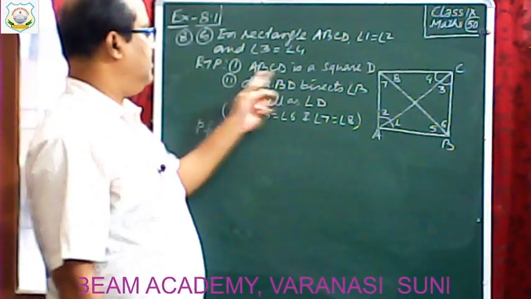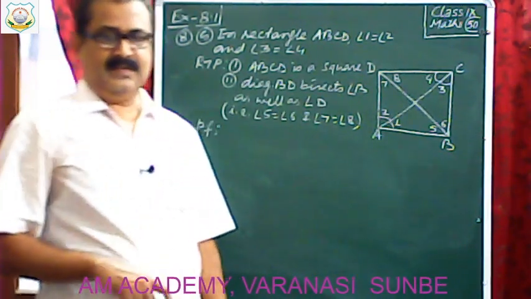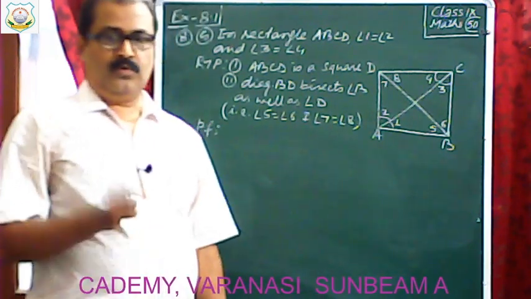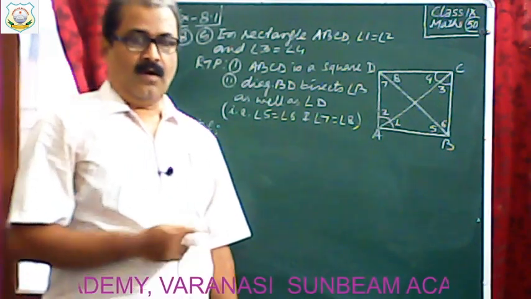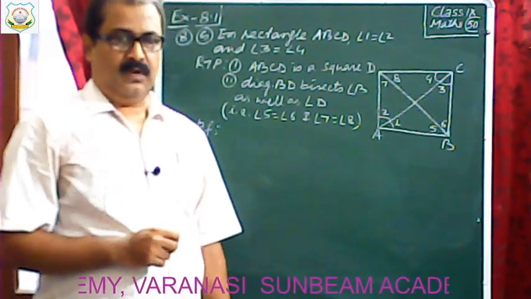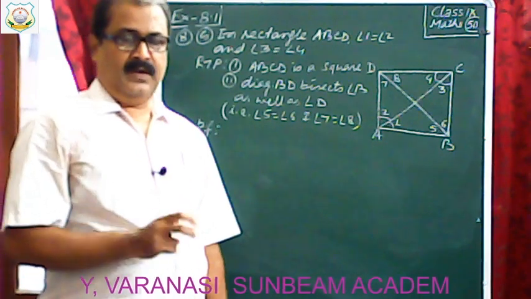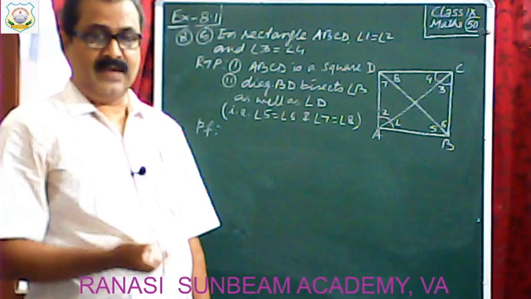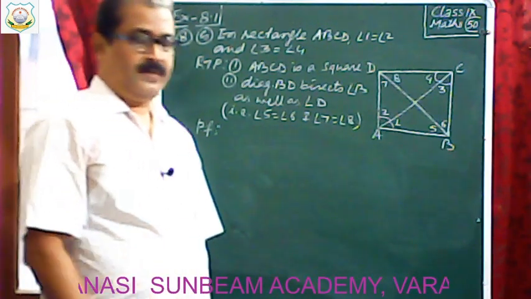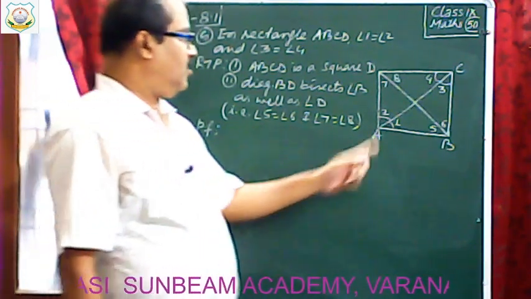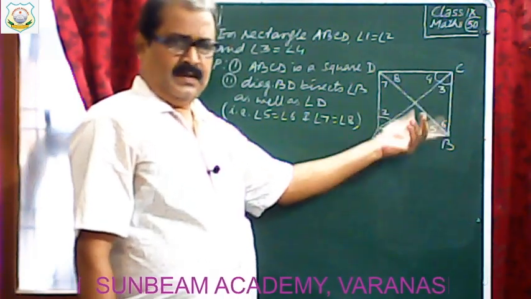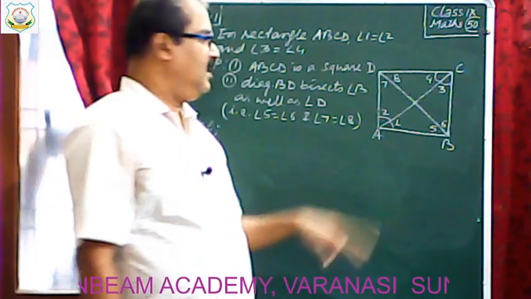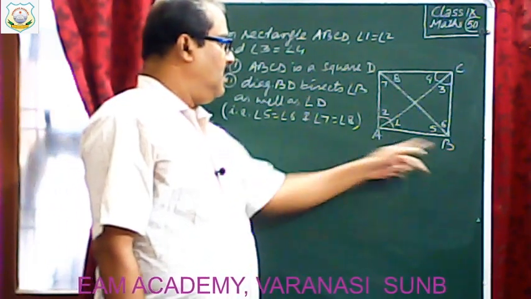So what you have to show is that ABCD is a square. The rectangle is given, we have to prove it is a square. So nothing else. What you have to do is show that one pair of adjacent sides of the rectangle are equal. Then the rectangle becomes a square. So anyhow you have to show AB equals BC. There are 4 adjacent pairs of sides. You have to show one pair only. So suppose you have to show AB equals BC.